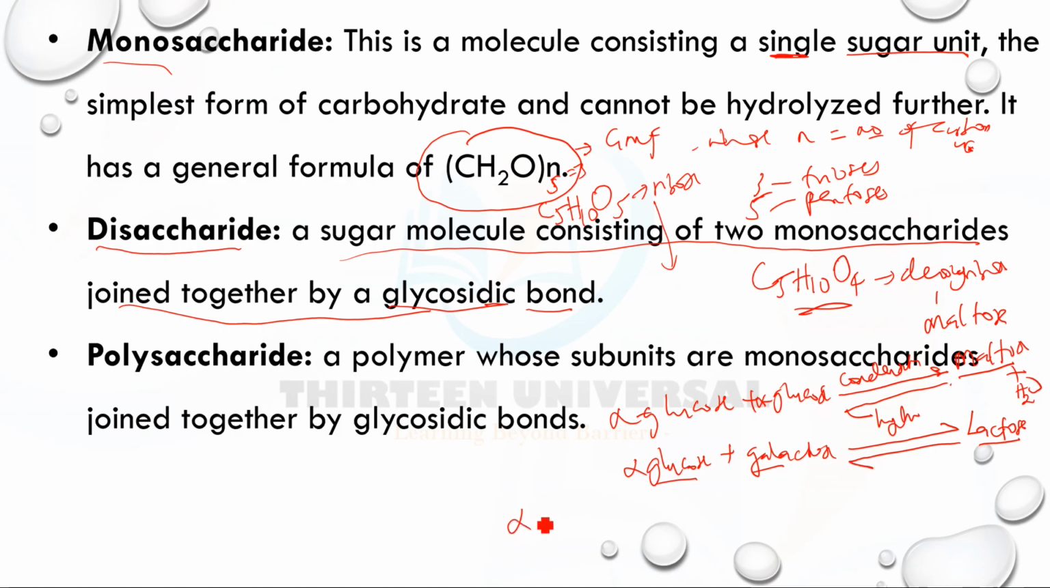And if you have alpha glucose plus fructose, that will give us sucrose. So sucrose is also a disaccharide. We have three: sucrose, lactose, and maltose. Sucrose is the form of carbohydrate transported in plants. Lactose is the sugar found in milk; it's the respiratory substrate for young mammals. Maltose is the respiratory substrate for germinating seeds.